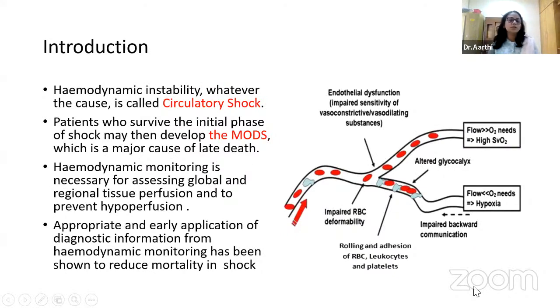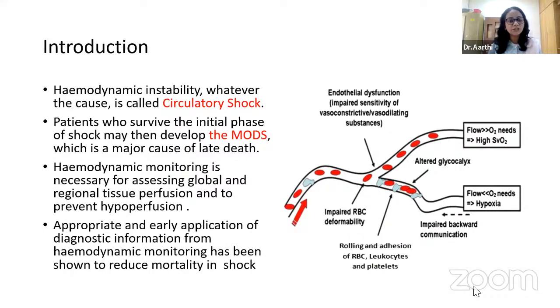My topic today is invasive hemodynamic monitoring, with emphasis on arterial lines, in the sense of arterial blood pressure monitoring, central venous pressure monitoring, and pulmonary artery catheter monitoring. So why do we bother about invasive hemodynamic monitoring? At the outset, we need to understand that hemodynamic instability, whatever the cause may be, is called circulatory shock. This circulatory shock leads to many complications.